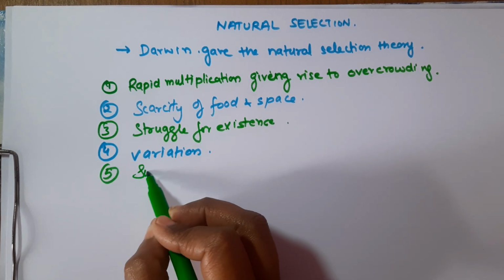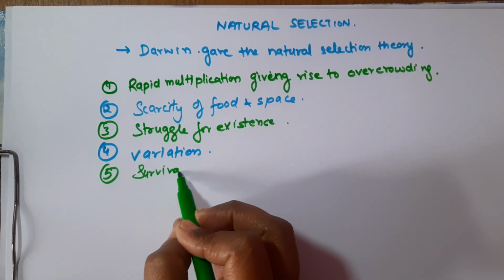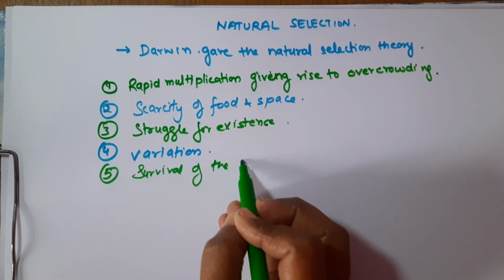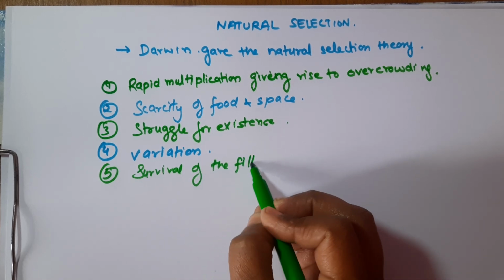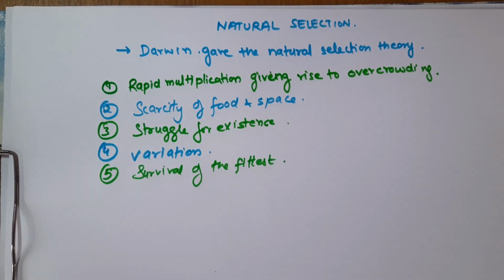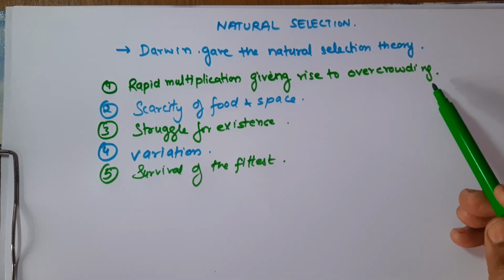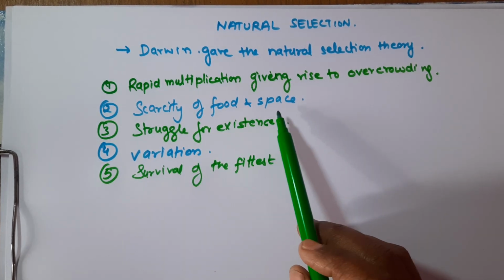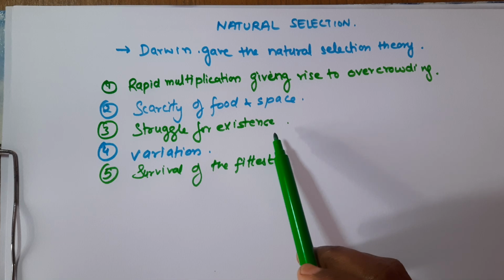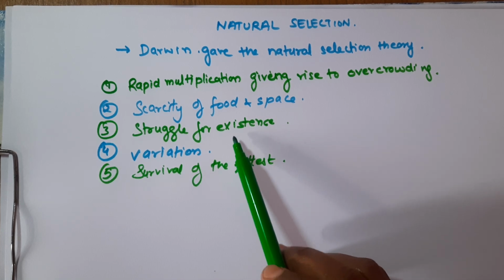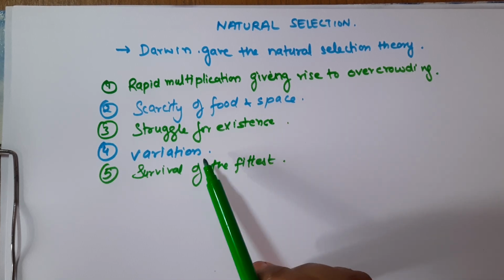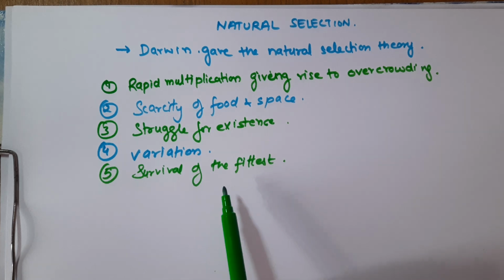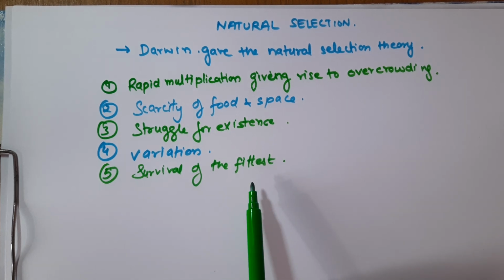The fifth point is the survival of the fittest. I already told you that there is overcrowding, a limited amount of food and space, and always a tough competition for existence. For better chances of survival, organisms will develop variation. However, only those that are fit will survive.